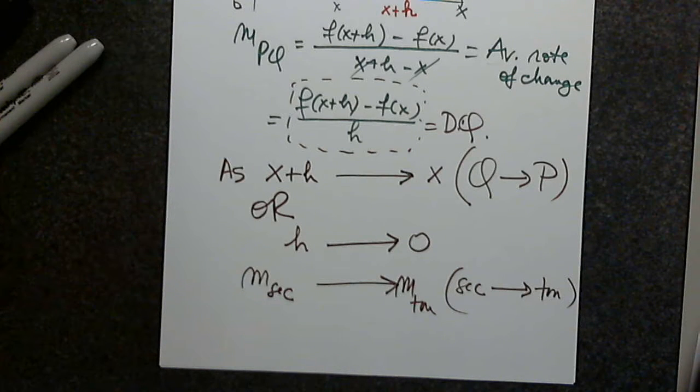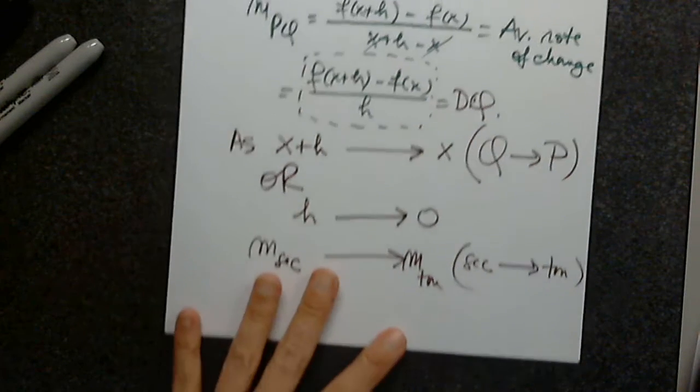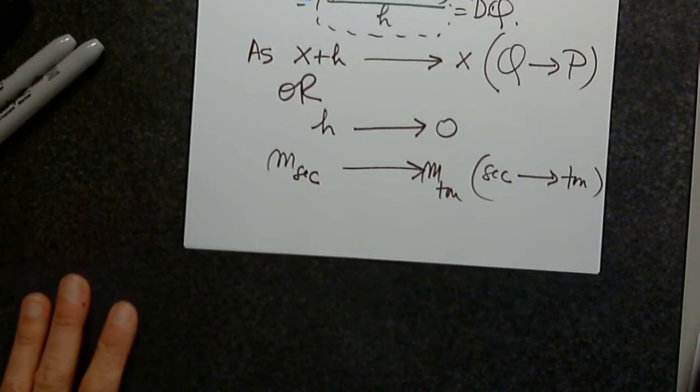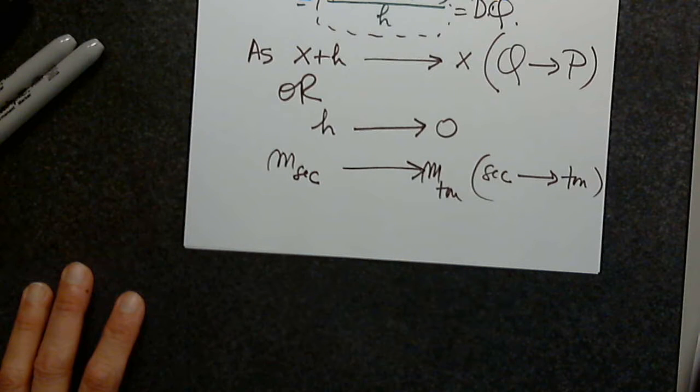But can I make h 0? No. But I never said equal. I said h gets closer and closer to 0. I never said h is 0. I said as h gets closer and closer to 0, the slope of the secant line will become this, or get closer and closer to the slope of the tangent line.